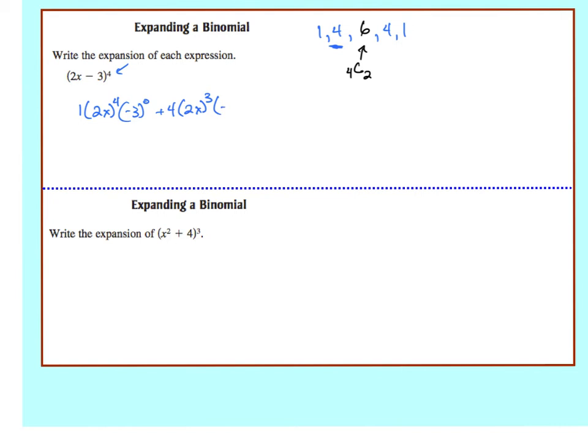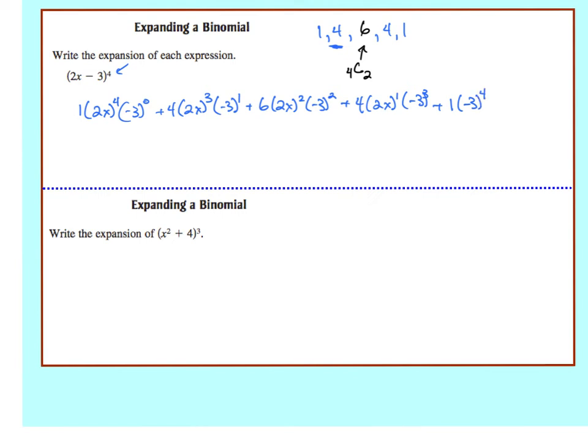Remember, we're descending, and then we're going to ascend. So then I have -3 to the power of 1. And then plus 6, and then 2x to the power of 2, and then -3 to the power of 2. And then plus 4 times 2x to the power of 1, and then -3 to the power of 3. And then plus 1 times -3 to the power of 4.